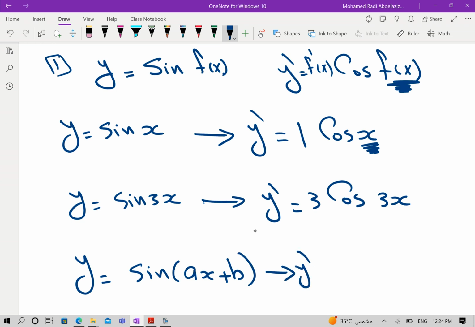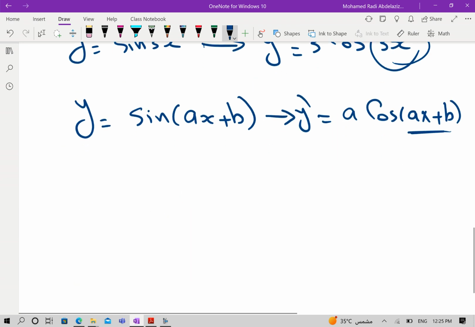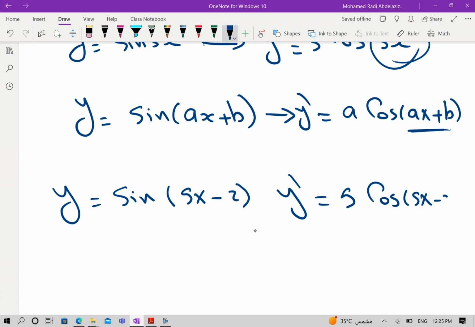So if it is a linear expression like sine ax plus b, its derivative will be what? Differentiation of sine, first I will write cosine ax plus b. Derivative of ax plus b is what? Is a, the coefficient of x. This is in general. Differentiation of sine is cosine, but don't forget to differentiate the expression inside. Again, y equals sine 5x minus 2. So y dash is 5 cosine 5x minus 2.